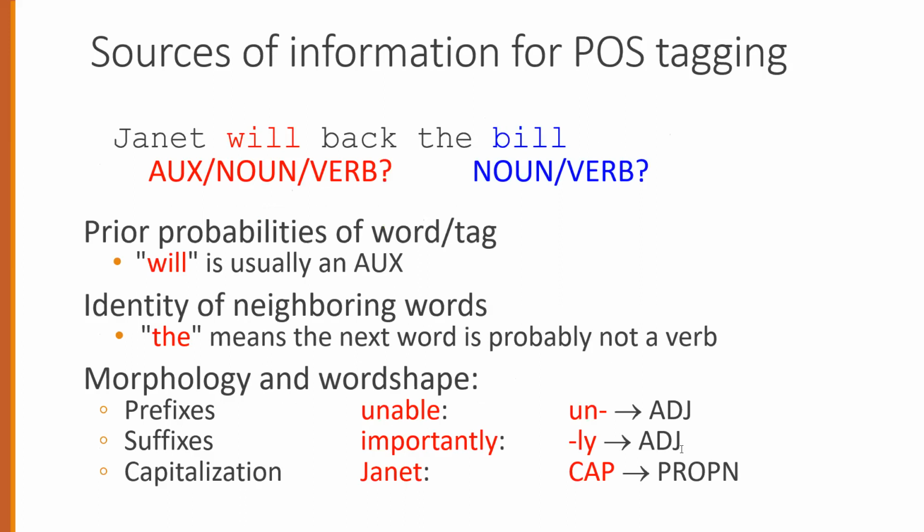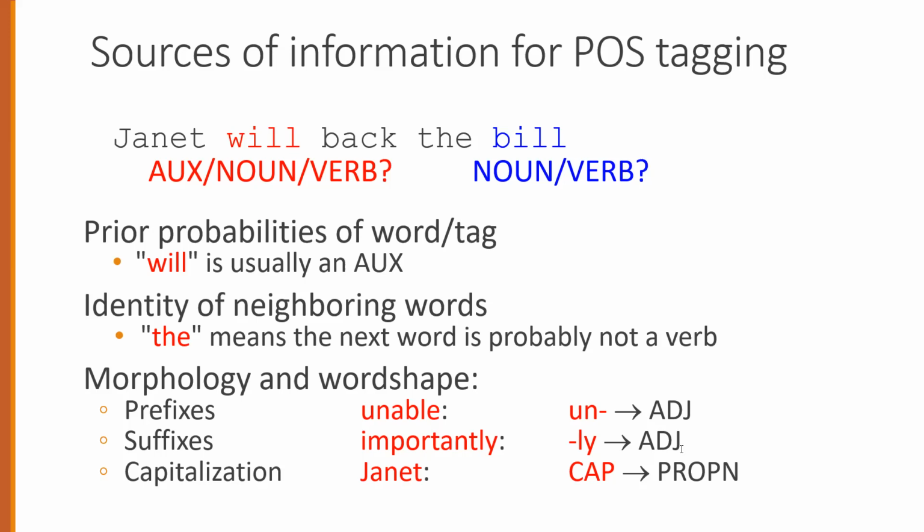Part of speech taggers generally make use of 3 sources of information. Let's consider disambiguating the words in the sentence, Janet will back the bill. One source is the prior probability of the word having that tag. So the word will is most often an auxiliary. Less frequently a noun, like someone of strong will, or a verb.